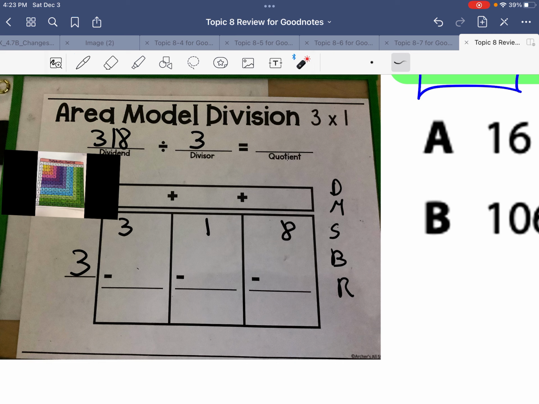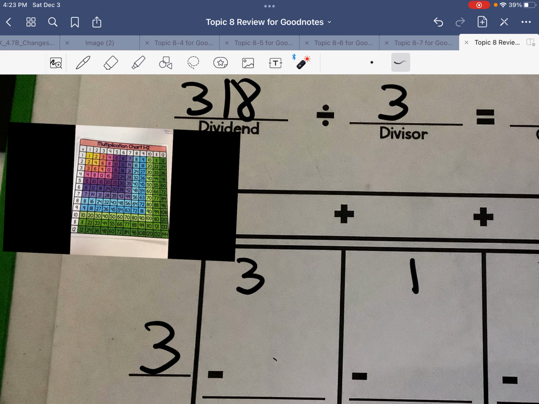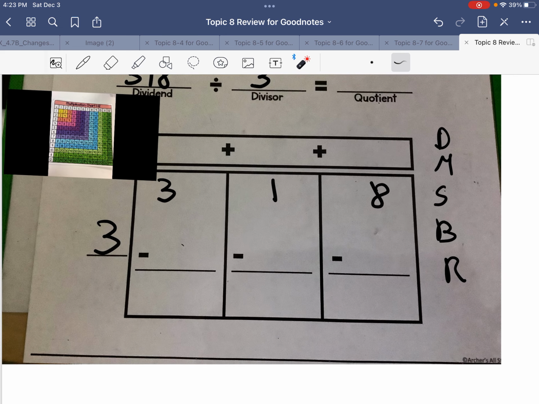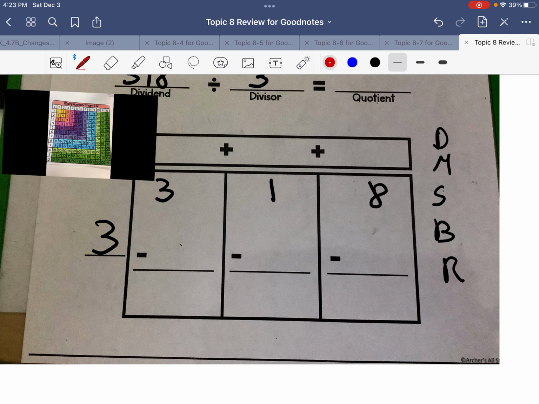Okay, so 3 can go into 3. I'm going to see how many times. If I go here, I'm looking for my 3s. I'm looking for 3 or less. 3 is right here. I go up, I get 1. So my 1 is going to go on the very top. Now I multiply. 3 times 1 is 3. Now I subtract. 3 minus 3 is 0. I bring up. And I do rover start over.